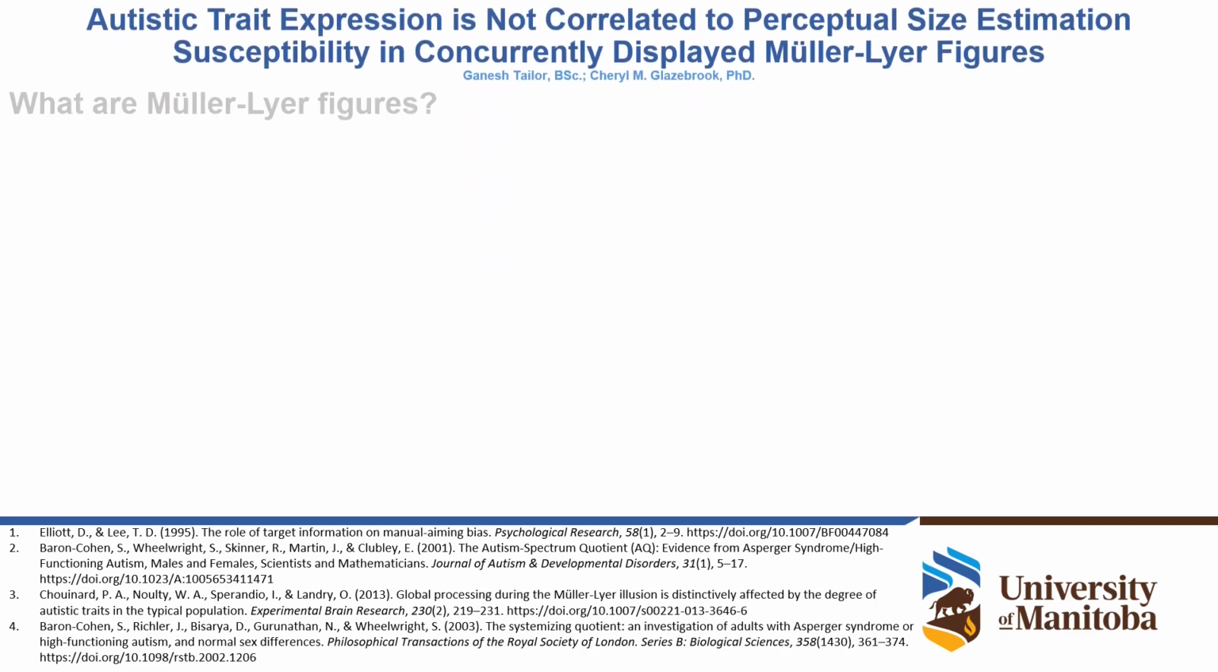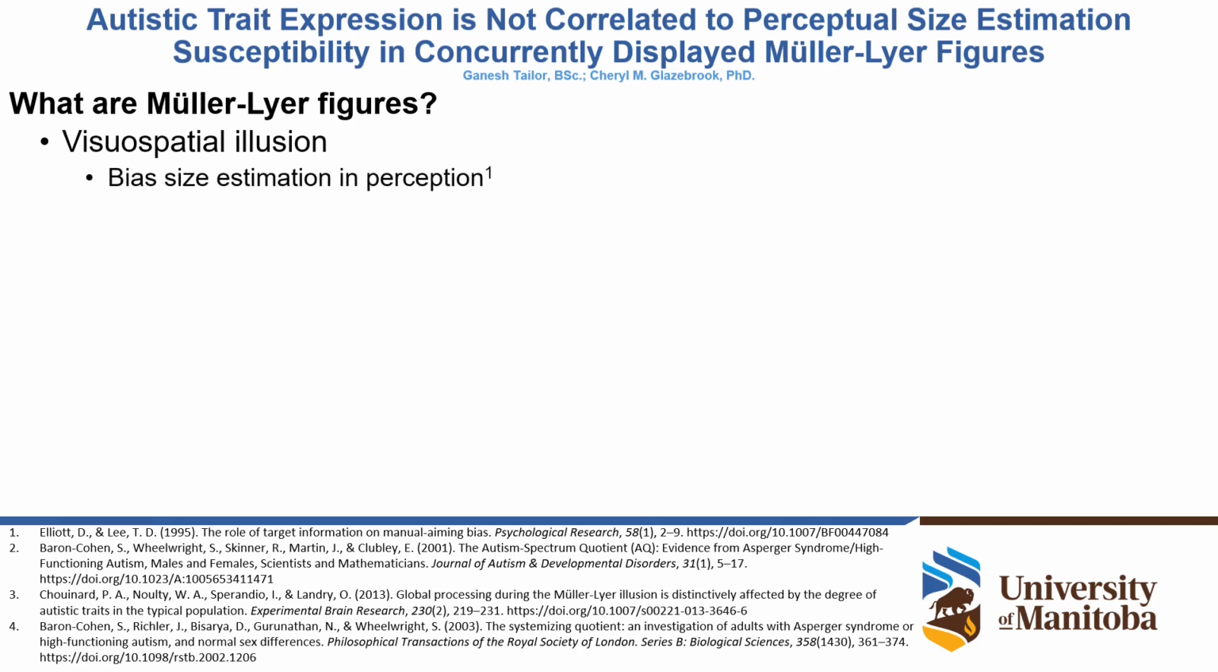What are Müller-Lyer figures? They are visual spatial illusions, meaning they bias size estimation. Specifically, that bias is present in perceptual judgments of the length of the central shaft in Müller-Lyer figures. Here is a composite pair of Müller-Lyer figures. Which of these figures' central shaft is longer, the figure on the left or the right?